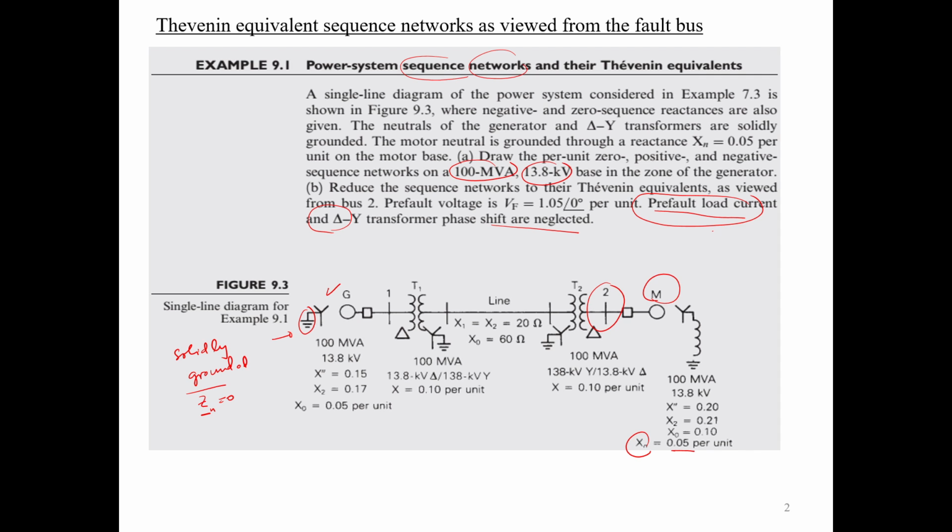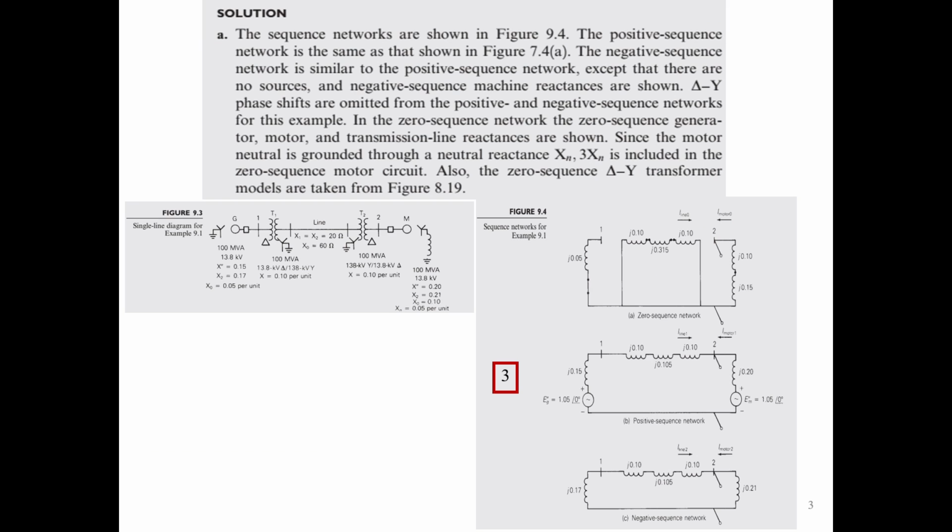And for simplicity, we normally neglect the phase shifting. If you have a different connection on primary and secondary, there is a phase shift of 30 degrees. In this case, those phase shifts are neglected. So the first step in deriving the sequence networks and the Thevenin equivalent is to draw the picture.